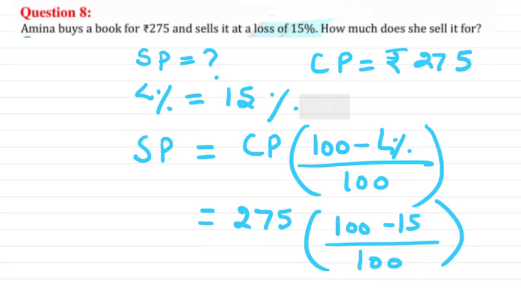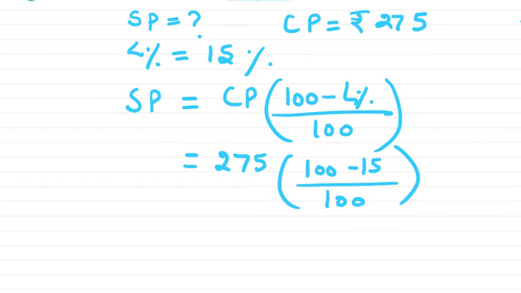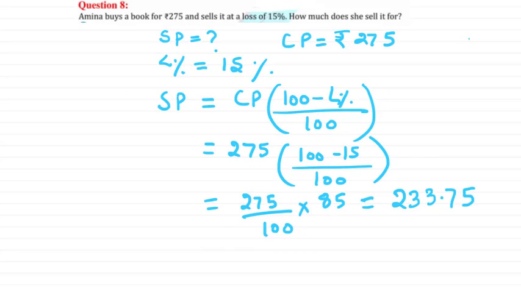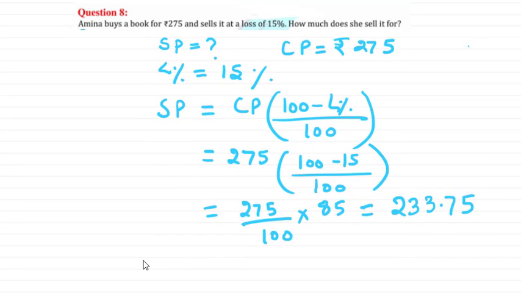Now I just need to calculate it. So here we'll get 275 divided by 100 into 85. Now we have to calculate and we get the answer. You'll get 233.75. So you can say the selling price will be rupees 233.75 paisa.